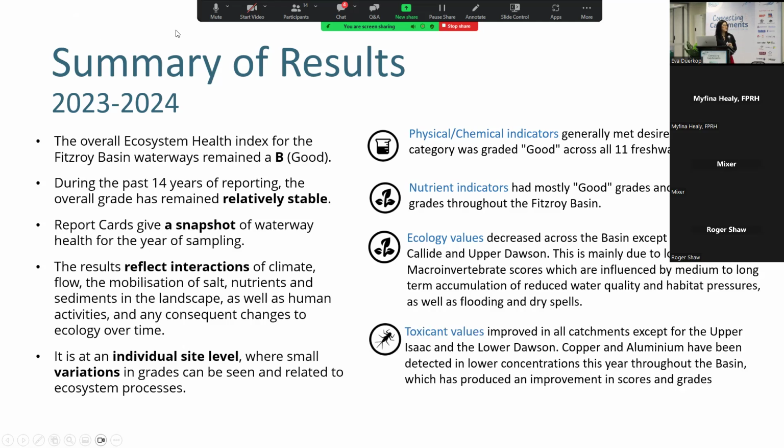And the toxicant values improved in all catchments except for the Upper Isaac and Lower Dawson. Copper and aluminium have been detected in lower concentrations this year throughout the basin. Great news, and this has resulted in the improvement in scores and grades. So that's the synthesis of the report card.